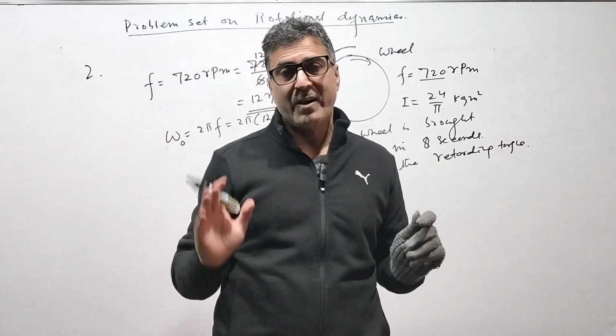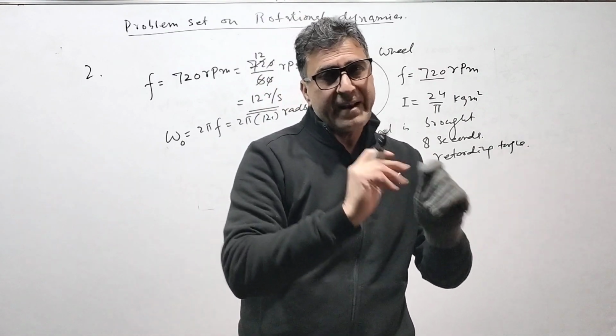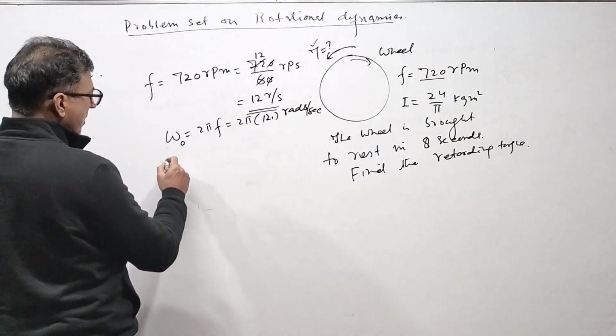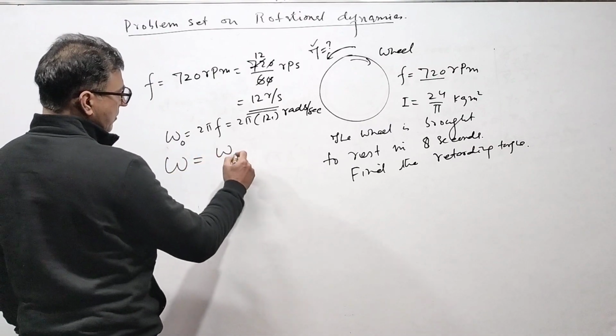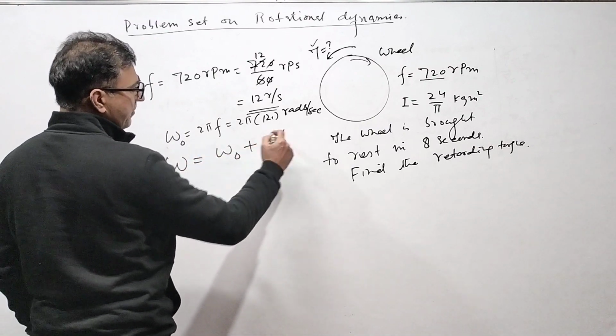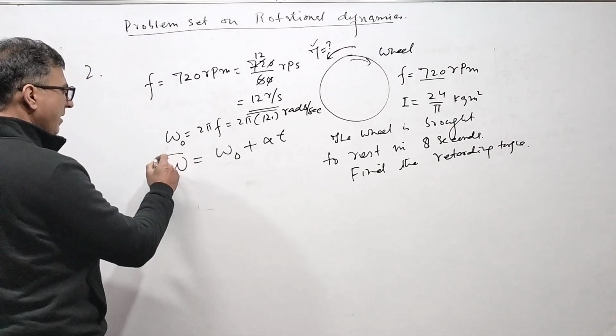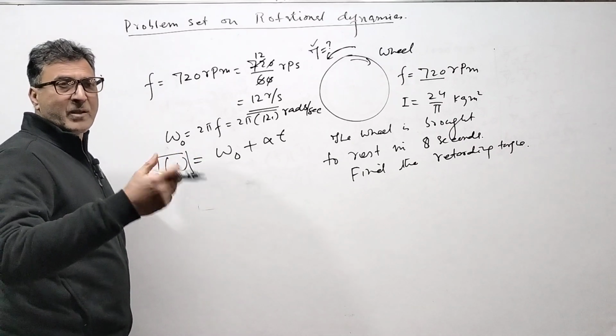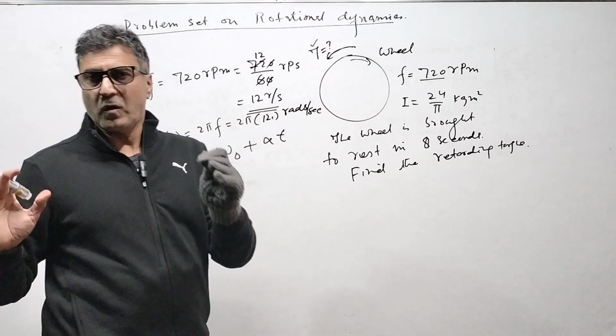We have to find how much torque we have applied to bring it to rest in 8 seconds. That's our question. So we'll use this formula: omega is equal to omega 0 plus alpha into t. What is this omega, the final omega? Finally, it is at rest. I mean, it has been retarded to get the final angular velocity to 0.